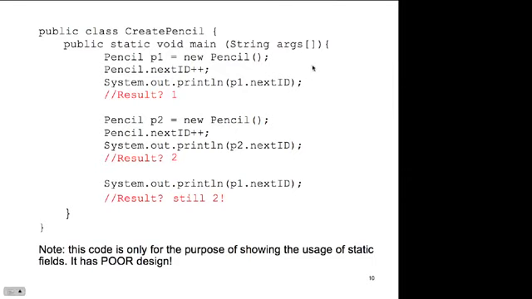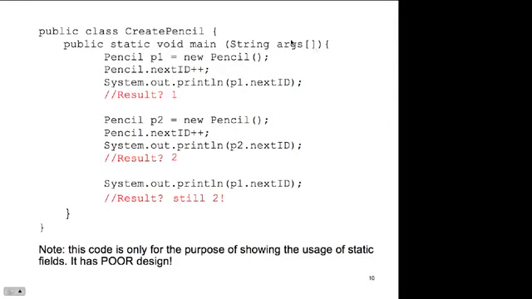So here we have pencil 1, P1 is equal to new pencil. That should hopefully look familiar. And we have pencil.nextID++. For you people who don't know programming yet, plus plus increments it. It's like saying next ID plus 1, next ID plus 2. That's why I say get a text. You'll be up to speed in no time. System.out.println(P1). So this is going to print something to the screen. The result's going to print as 1.